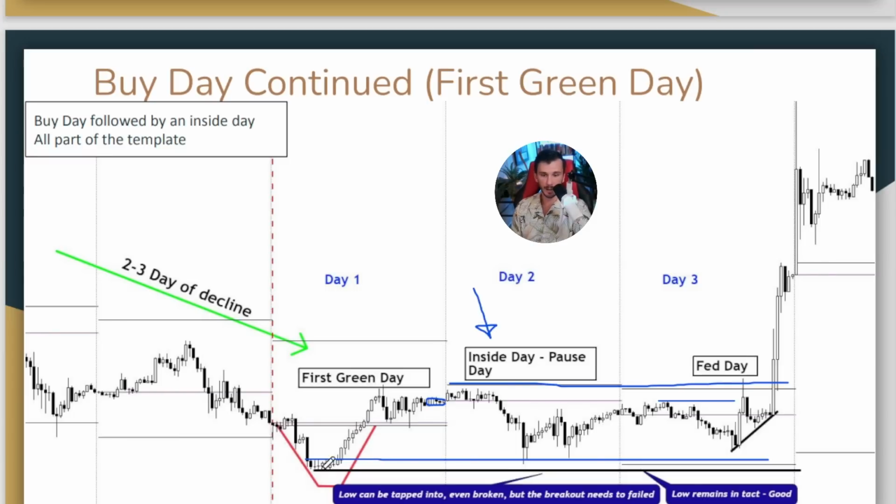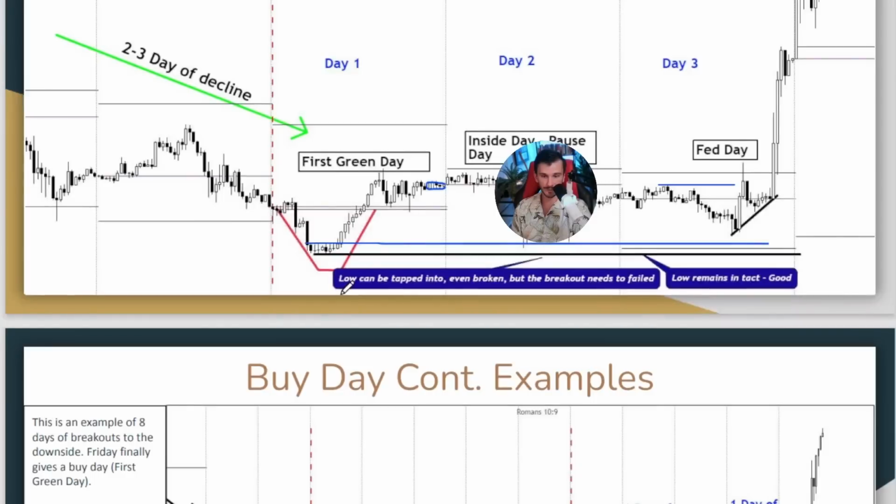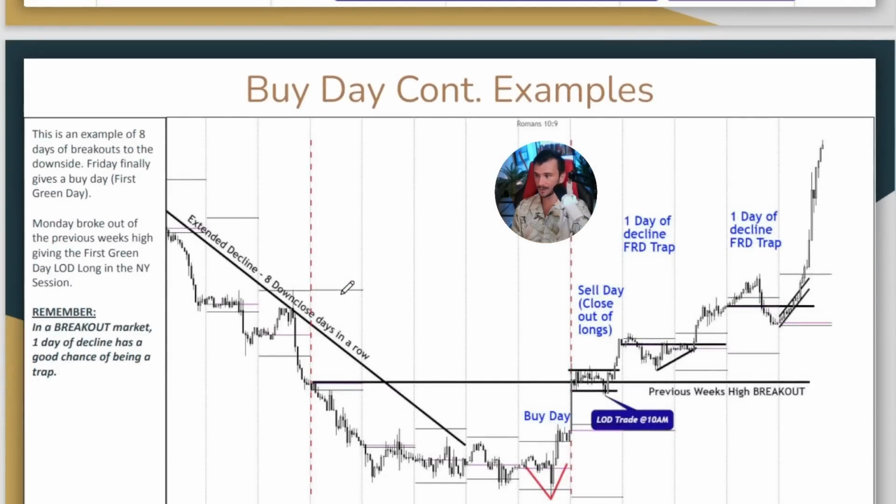Something kind of important to note or think about is the fact that this buy day, the first green day low, is still intact. There's been no breakout to the downside because that could have reset the cycle. If this was day one and you're like, okay, first green day, and then on day two, the market just consolidated up high and then went vertical to the downside, that could have been a trap in a down moving market. All right, let's go on down here and take a look at some more examples.